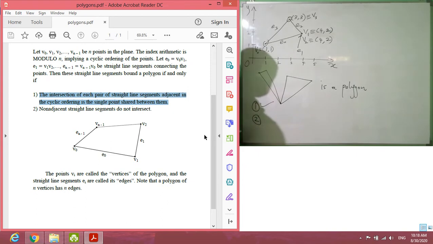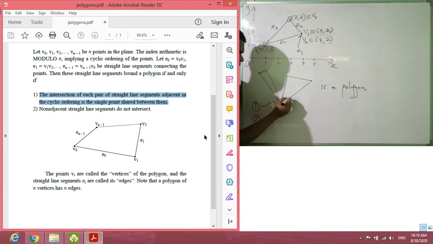But if you look at condition 2, now you have to look at how I have drawn it. I start from here, V0, V1, V2, V3, V4, V5.